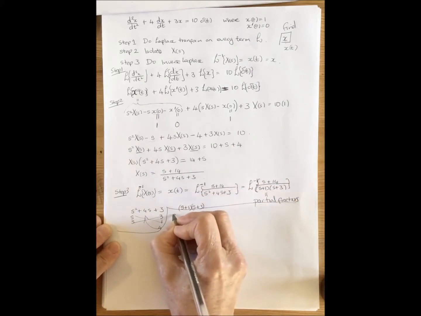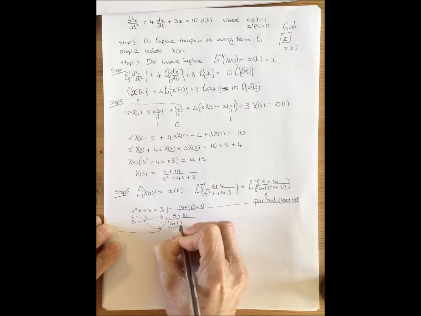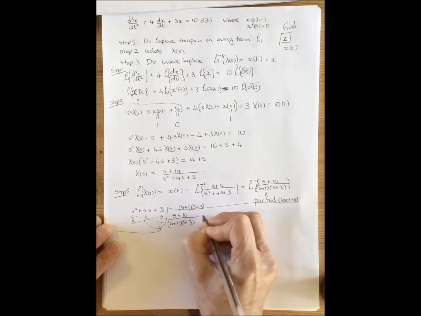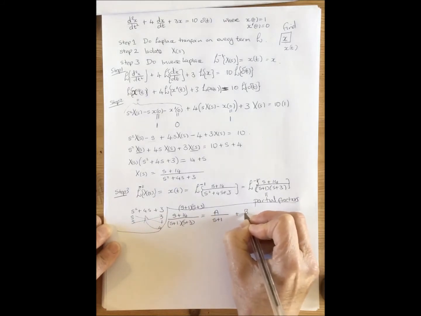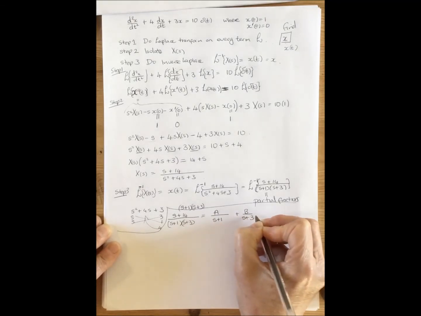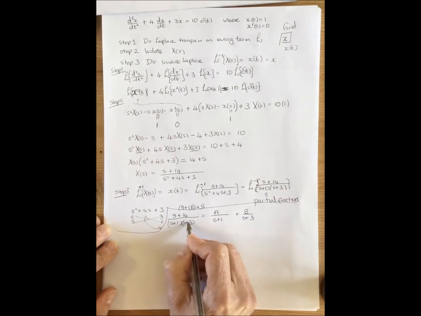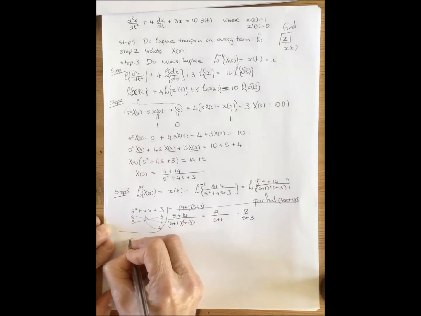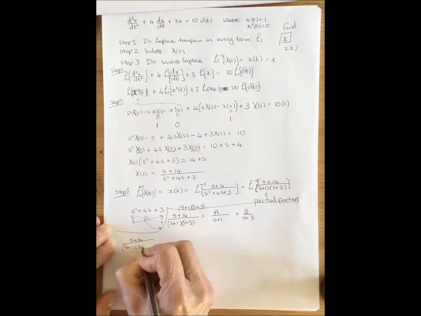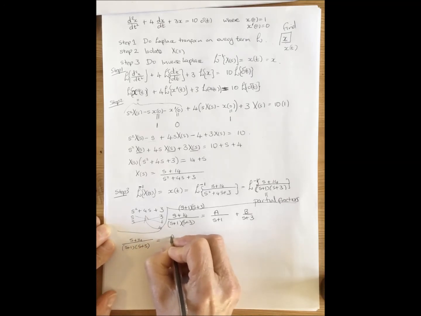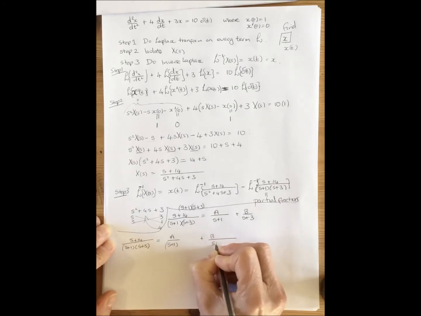Partial fractions. So I'm going to take the s plus 14 separately away from the Laplace thing for now, because we want to get it looking like a over s plus 1 plus b over s plus 3. To do this, I'm just going to multiply across everything by s plus 1 times s plus 3. So if I rewrite it as s plus 14 over s plus 1 times s plus 3 equals a over s plus 1 plus b over s plus 3.